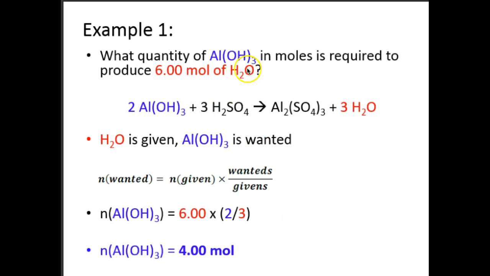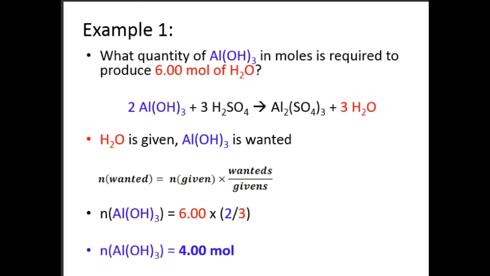Okay, what quantity of aluminum hydroxide in moles is required to produce 6 moles of water? You start with what you're given. So the given here is 6 moles of water. Start by writing 6 moles of water. If I'm putting water in my given unit, that means water has to cancel out. So in this conversion factor over here in givens, I have to go up to my balanced equation and find water. I'm going to write the coefficient of water is 3.